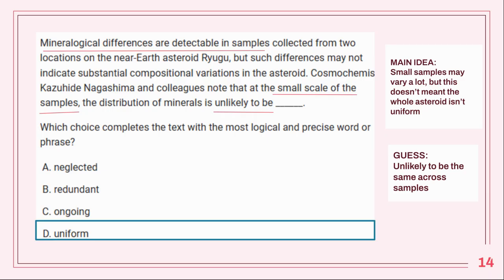Uniform is the one that makes the most sense. You just have to understand that it already tells us that there are differences in the samples they give us, and that means they're unlikely to be uniform. They're unlikely to be similar to each other. So it's just restating the same thing in a different way, which is what a lot of these vocab, fill-in-the-blank questions are trying to do. So you don't have to understand everything about the asteroid. Here it's maybe a little complicated to eliminate things. If you think about it yourself, it's easier to get to the word uniform. Again, you're just restating something that's already been said.